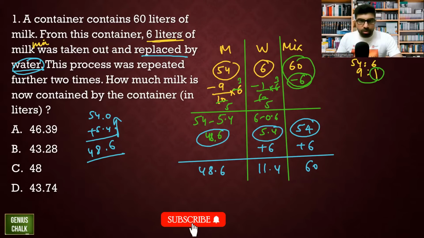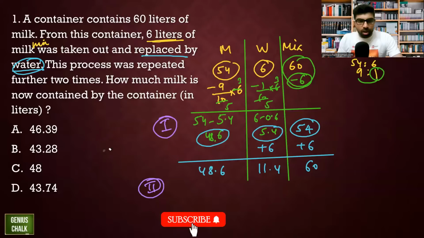Now guys, this is the first step which is given over here, that this is happening after step number 1. Now the second step, again we have to take this mixture out, and you know what is the ratio right now. Check out the ratio. This is the first step in which we have replaced 6 liters of milk with 6 liters of water. Now again we have to do the same.